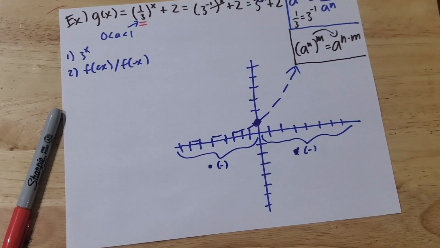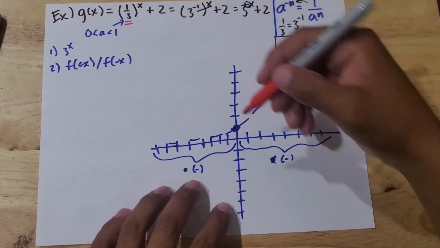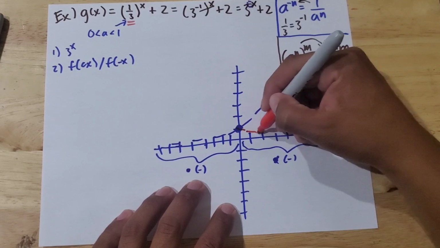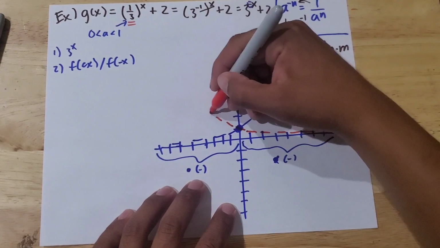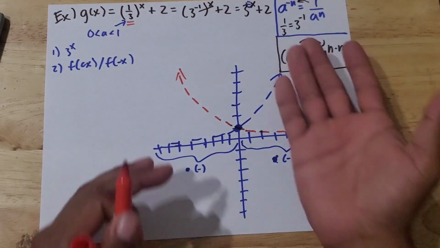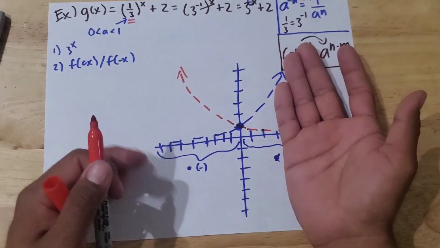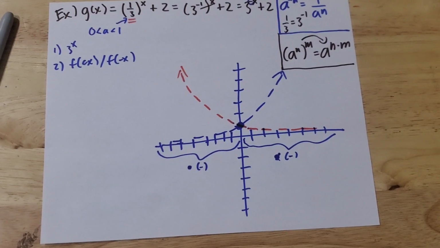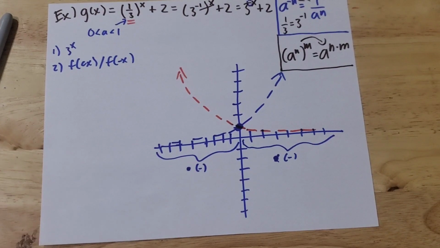So all your positive numbers get switched to negative, and all your negative numbers get switched to positives. It is just a reflection on the y-axis. Whatever's on the right-hand side goes to the left, whatever's on the left goes to the right. So now we did that, so check.